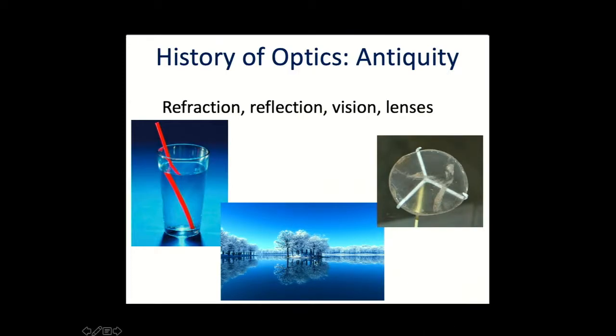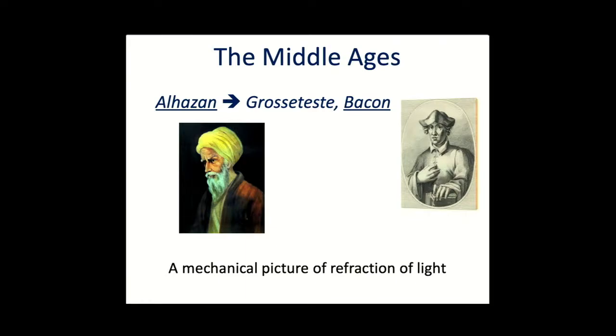So for example, on the left here is refraction, where light gets bent when it passes from one medium to the other. And what about the reflection of these trees in the lake? How does vision work? And even in antiquity, they made some devices like this ancient lens to manipulate light. And the Greeks made some progress in explaining light, but the real advances came in the Middle Ages, actually, in the 10th century, with a couple of Arab scholars, but Alhazen is by far the most important.